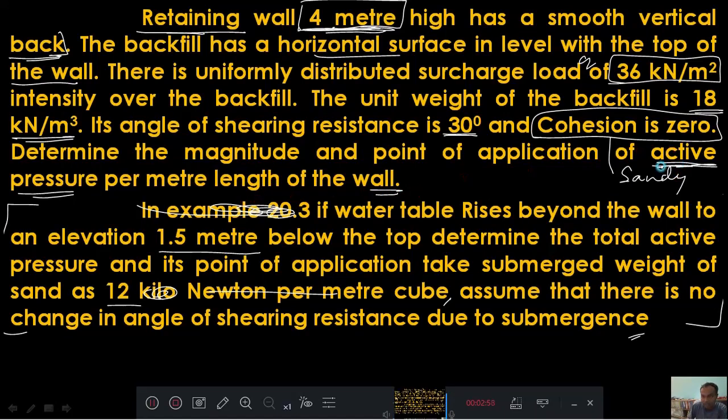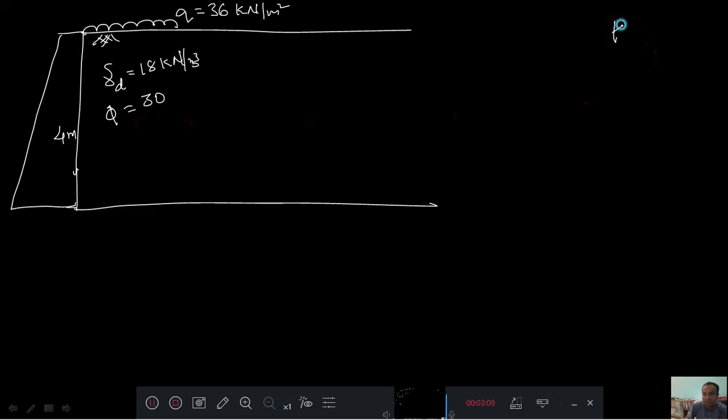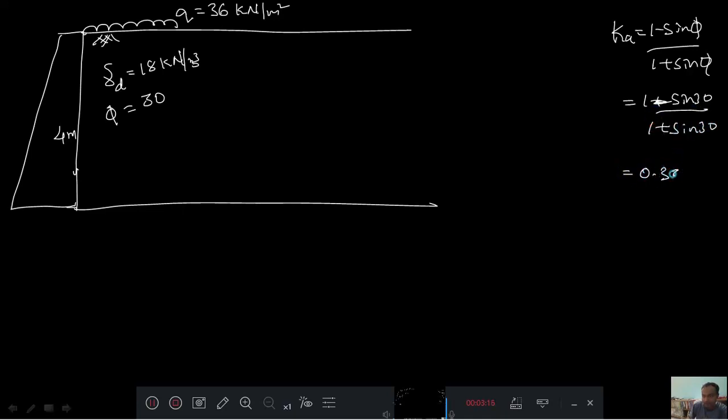What they want is the active earth pressure. Therefore we need to calculate Ka equal to 1 minus sin phi divided by 1 plus sin phi, that is, 1 minus sin 30 divided by 1 plus sin 30. That is 0.333. Because they are asking for active pressure, we calculated Ka. Now we will take one reference point here and one here, A and B, with this as my reference line.